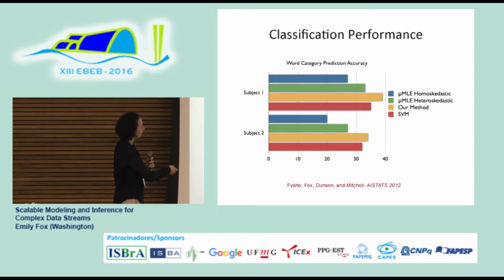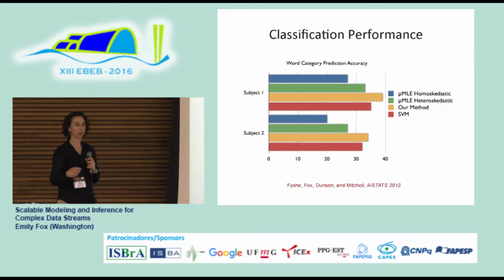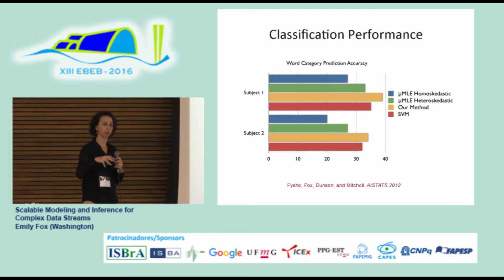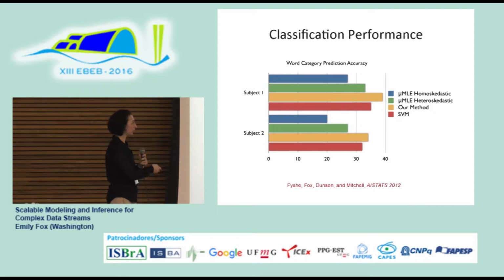But what we see is that there's definitely importance in capturing this heteroscedasticity. But the only statistically significant performance in both of these cases is using our method, which not only allows for a time-varying mean and covariance, but does this modeling by embedding things in a low-dimensional subspace and leveraging that. And it even outperforms this powerful SVM discriminative classifier.